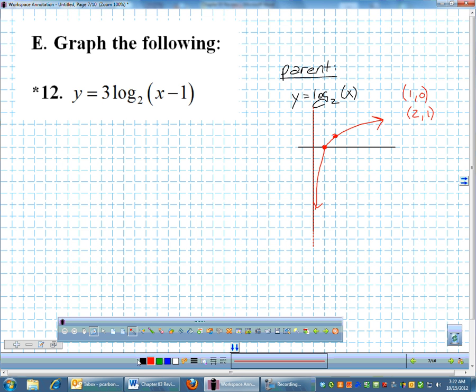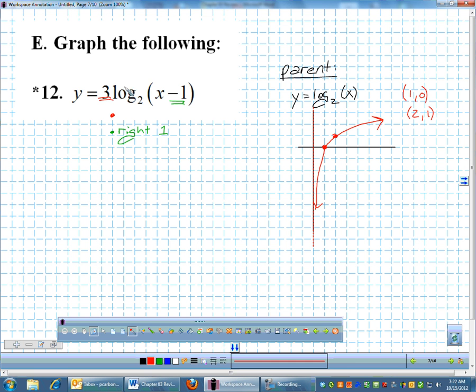Now I've got to identify my transformations. I see inside with the x minus 1, and then I see outside, I see that 3. So my 2 transformations are x minus 1, that's the easy one. That's a shift to the right. I think shifts are a lot easier than anything else. I'm going to shift right 1.